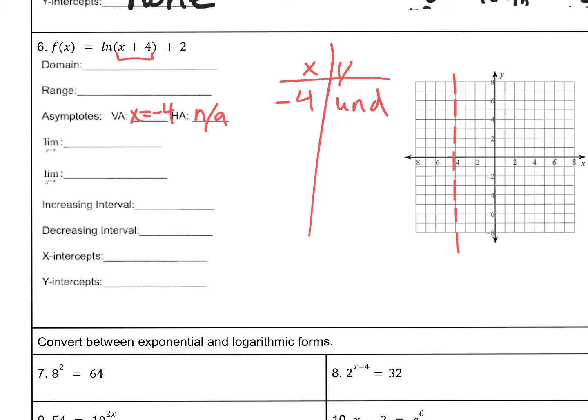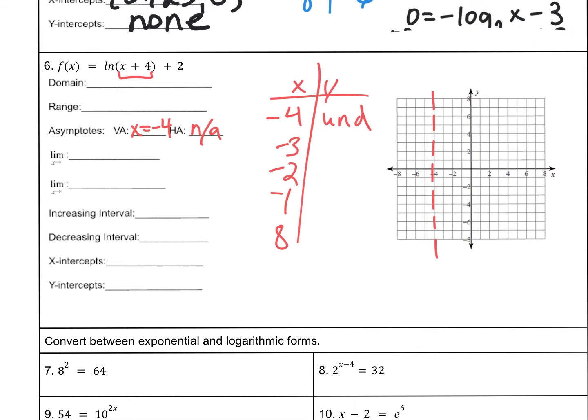Okay, so things that are bigger than negative 4, we'll do negative 3, negative 2, negative 1, and I'm going to do something a little bigger. I'm actually going to do 8, just so I can see what this does at the very end of my graph that I have here. I know that this goes to 8, so I want to know what it does that far. So we'll go ahead, we'll plug these in.